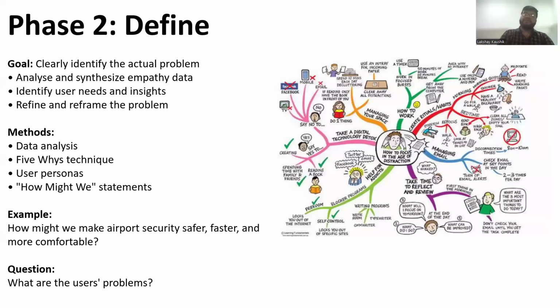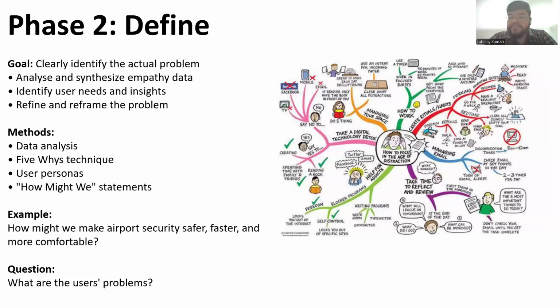Then third is personas. User personas means you are creating profiles based on the users. Fourth is the how might we statement. It is very easy to understand. Tell me in the comment section what the meaning is. The example: how might we make airport security safer, faster, and more comfortable? And what are the user problems?